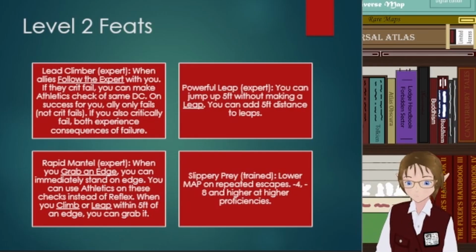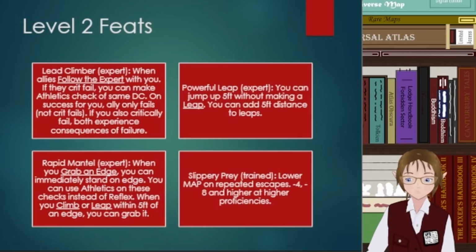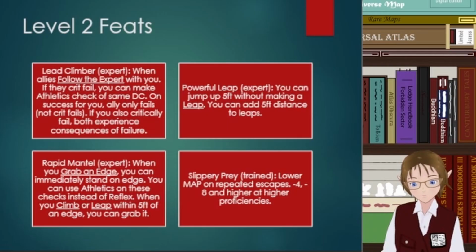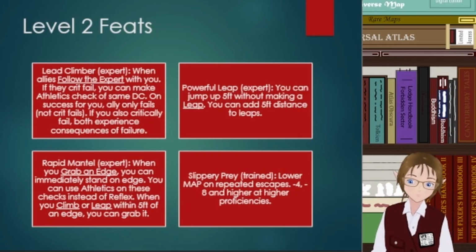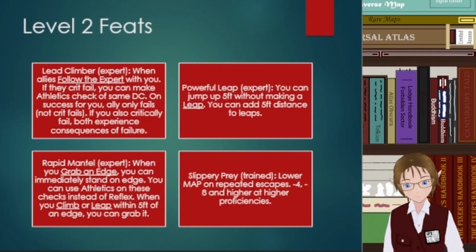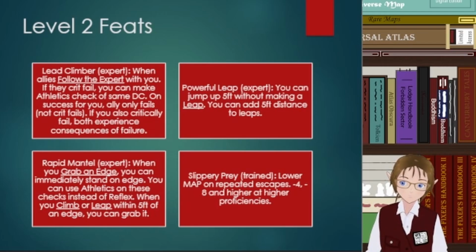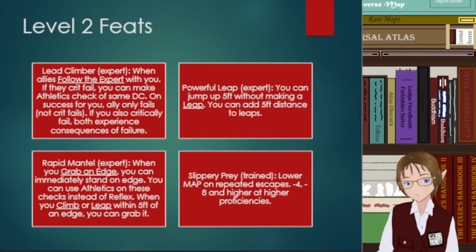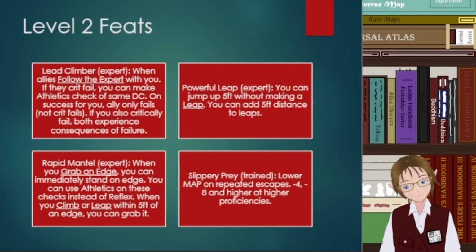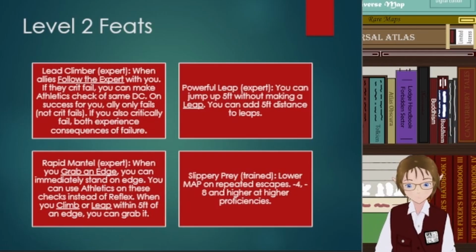The third feat option, Rapid Mantle, also requires expert proficiency. The way it works is whenever you grab an edge, this is basically the way you stop yourself from falling, you can immediately stand on the edge. Additionally, you can use your athletics bonus instead of having to use your reflex save. For many characters specialized in athletics, this is better because a lot of them are strength-based, meaning that their reflex saves are relatively lower. Thus, by using this, you can make it so you're less likely to fall off the edge.